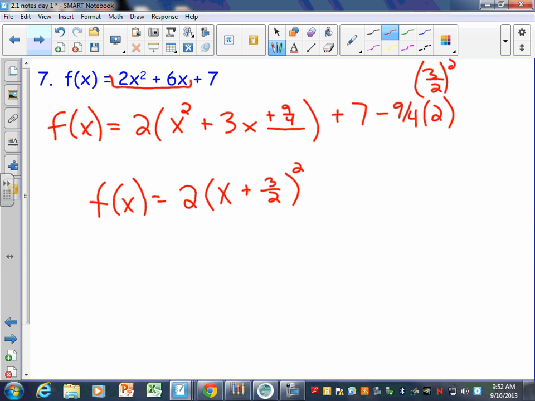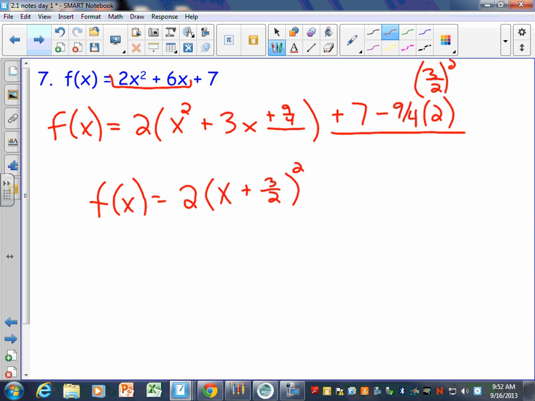Watch your math out here. Some people just take 7 minus 9/4 and then they multiply by 2. That's not following order of operations. If you're going to do it on your calculator, type all this at once, because your calculator will multiply and then add. But if you're not doing it all at once, you have to multiply before you add 7. So don't miss that part out there.